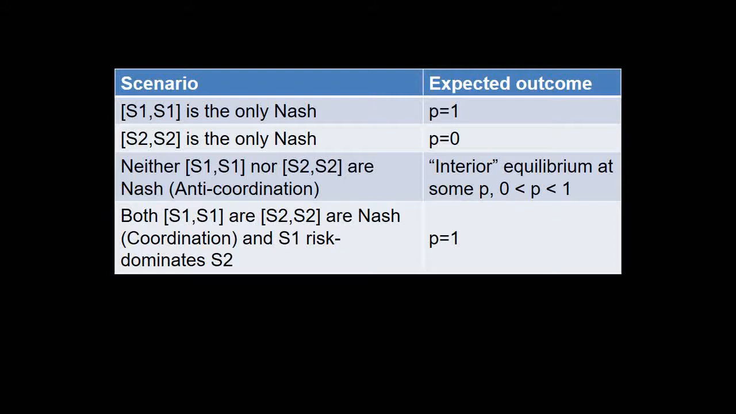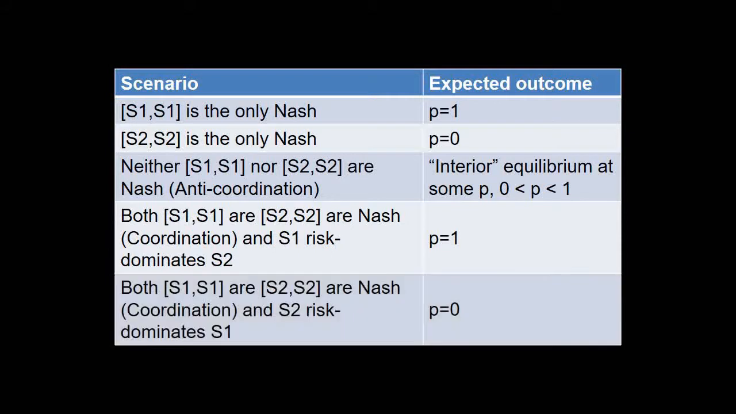risk dominates S2, then we expect it's more likely that it will wind up at P equals 1, although it might wind up at P equals 0 if you start very close to P equals 0. And then the opposite is true if they're both Nash, so it's also a coordination game, but now S2 is risk dominant over S1, then you expect P equals 0.